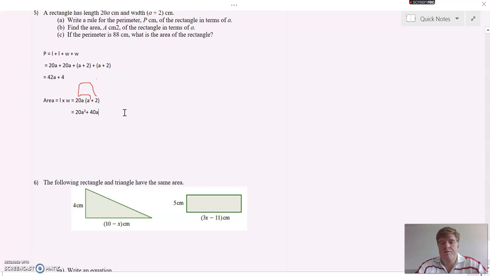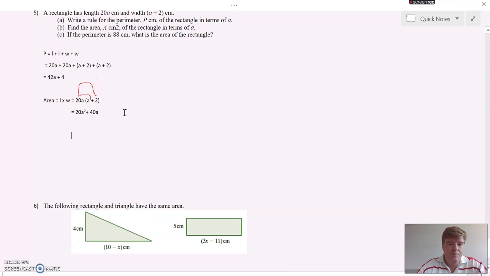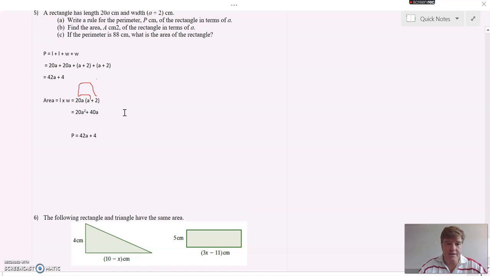Now it asks us for the perimeter. If the perimeter is 88 centimetres, what's the area of the rectangle? So we've got a couple of steps here. We're playing around with perimeter first and then area. So let's have a look at this. Perimeter equals 42a plus 4, and the question's told us that equals 88 centimetres. So 88 equals 42a plus 4.